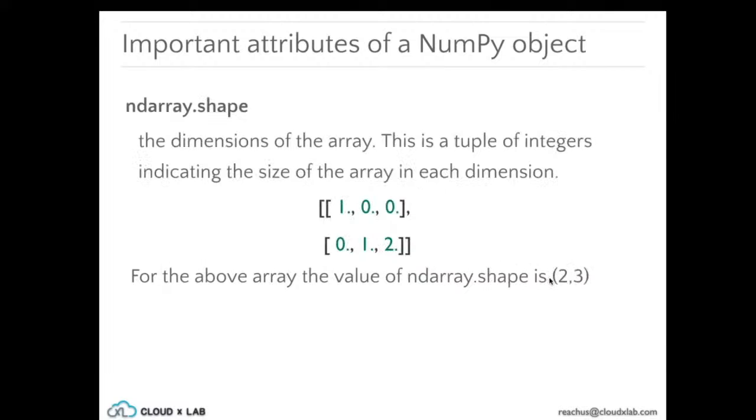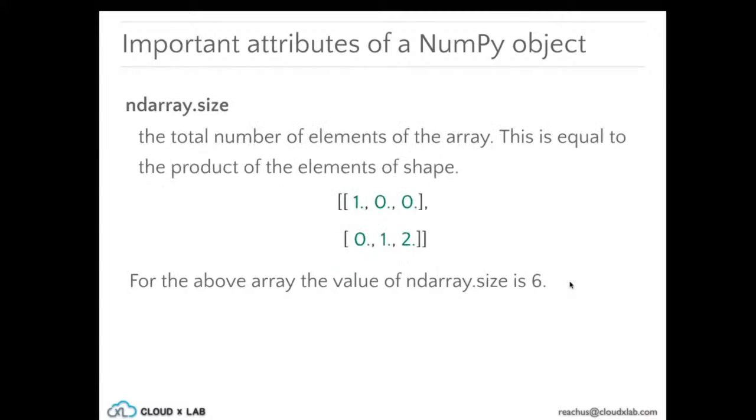The next, a very related topic, is the shape. The shape defines the size of the array in each dimension. So for this, it's basically a matrix with 2 rows and 3 columns, and if you ask for the shape, it would be 2 comma 3. The size is the total number of elements in the array, which is also the product of the elements of the shape. So the shape of this is 2 comma 3, and the size is 6 because it has 6 elements in it.